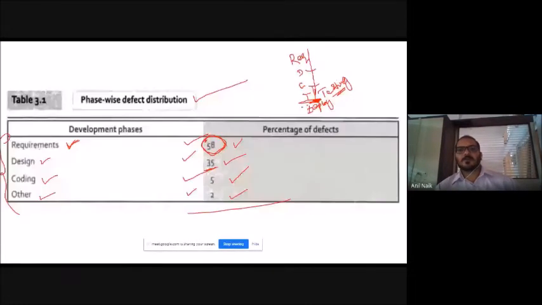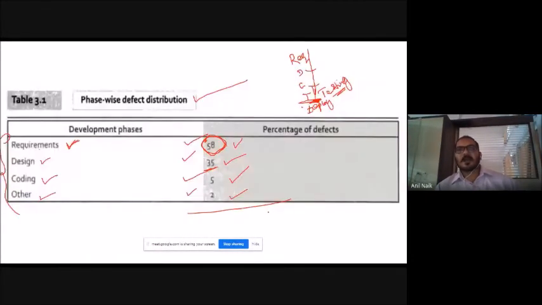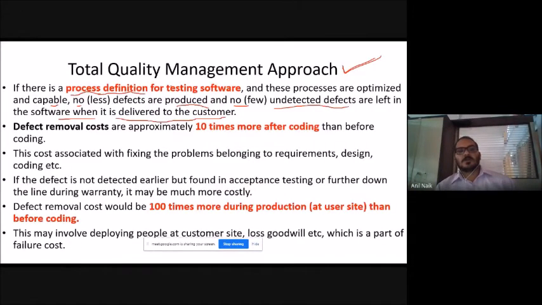So Big Bang approach means what? We are doing the testing at the last phase, and there are some defects that arise in the early phases like requirement, design, coding, and other phases. In the early phases, we will get a larger number of defects. So that is the Big Bang approach. This is one more approach, the total quality management approach for software testing. So in this approach, what happens?